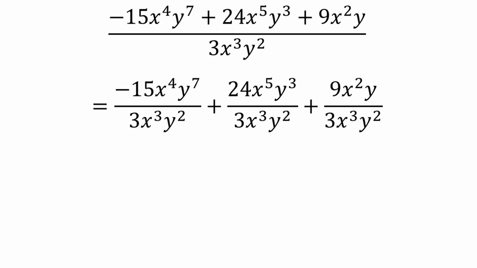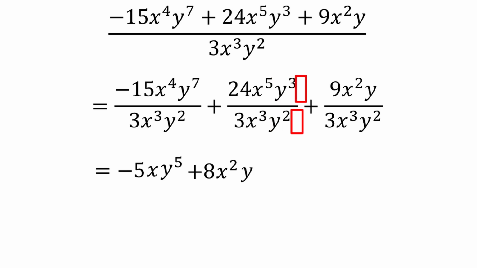In the first term, negative 15 over 3 is equal to negative 5. X to the fourth over x to the third is x, since 4 minus 3 is 1 when you subtract the exponents. And y to the seventh over y squared is y to the fifth, since 7 minus 2 is 5 when you subtract the exponents. For the second term, 24 over 3 is 8, x to the fifth over x to the third is x squared, and y to the third over y squared is y.